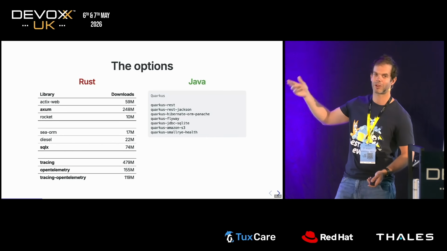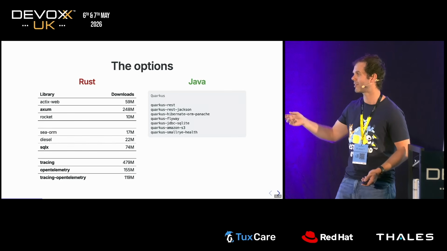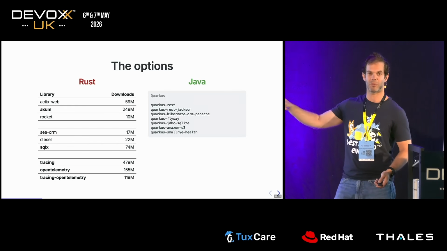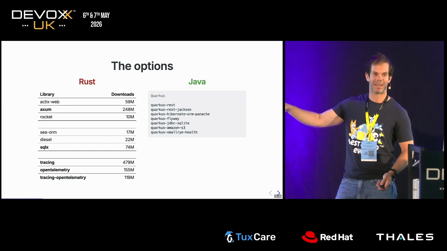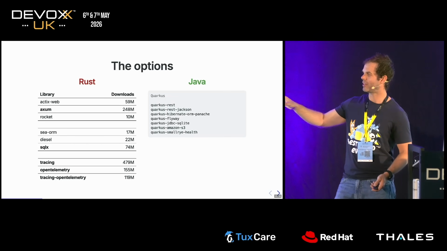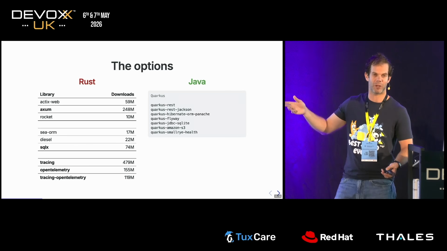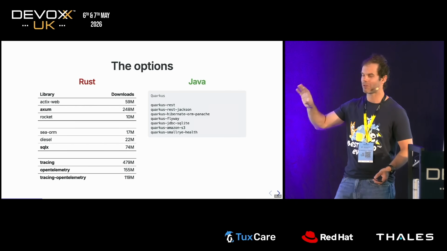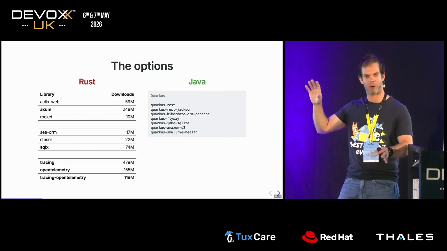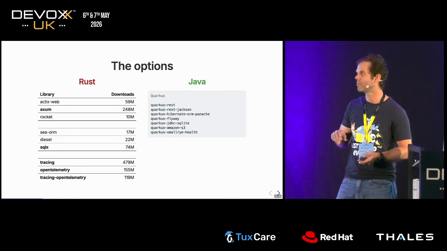Axum is the web framework, SQLx for database access, and a few things for observability. And the observability part is a bit confusing, and I think we can do better. And as somebody who works on OpenTelemetry Rust, I would like to do better. So I've got a section later on about what works there and what doesn't and how we're going to try and improve it.